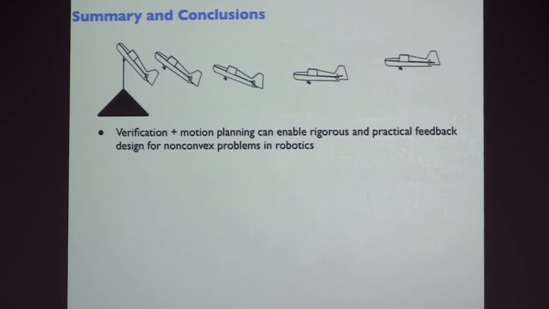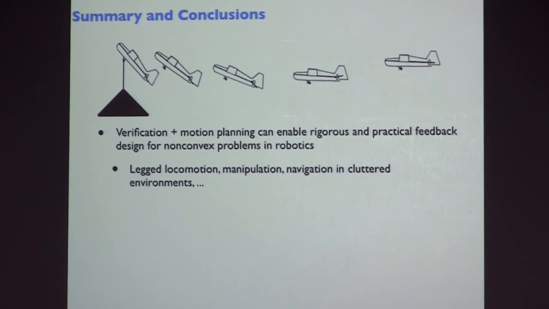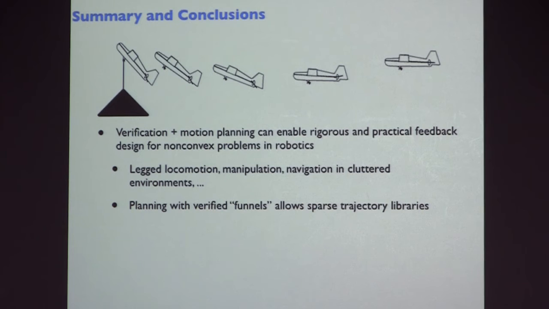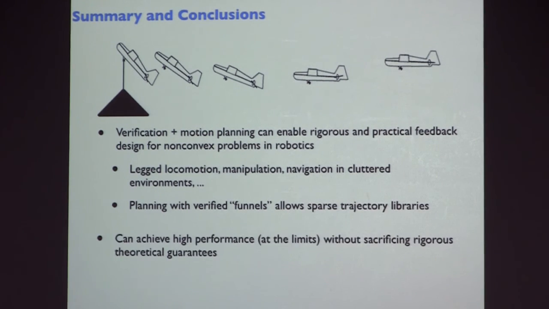Okay, so I told you a story about how verification put together with motion planning can be good. It can enable rigorous and practical feedback design, I think, for pretty hard problems in robotics. I showed examples of locomotion. We've done some manipulation. I talked a little bit about the navigation of cluttered environments, right? Also, for the motion planning side of things, if you're a motion planning person, it's nice to say I can apply formal tools from control theory to the problem, but also there's a simple motivation that planning with these funnels allows you to have very sparse trajectory libraries. And I think we can start achieving high performance at the limits, where we're dealing with saturations and all these complexities, without sacrificing all the theoretical guarantees.